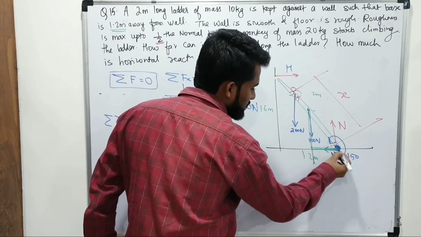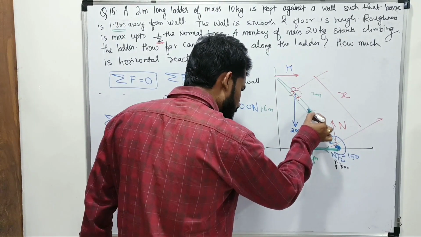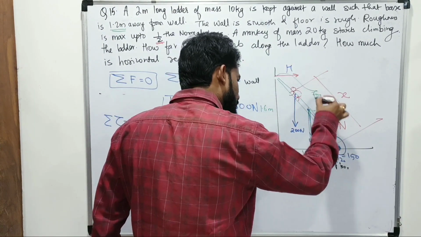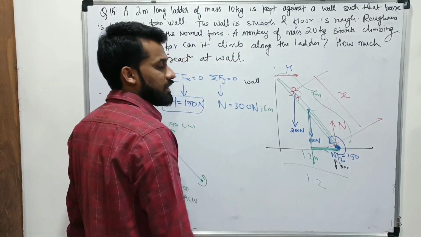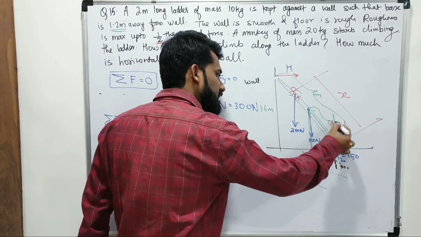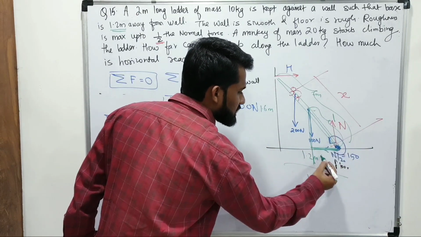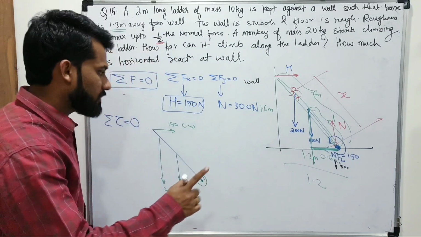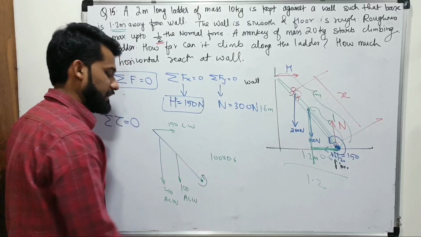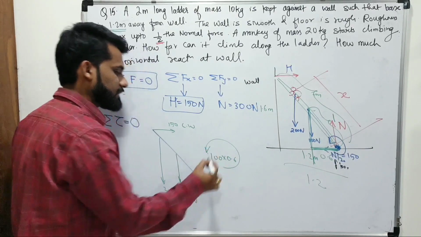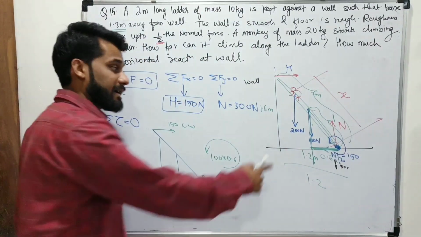This distance is how much? If the total distance is 2, this distance is 1. Because center of mass will be at the center, this distance will become 1.2 ka adha, that is 0.6. So the torque because of 100 will be 100 into 0.6, in which sense? Anti-clockwise sense. This is the torque because of 100.